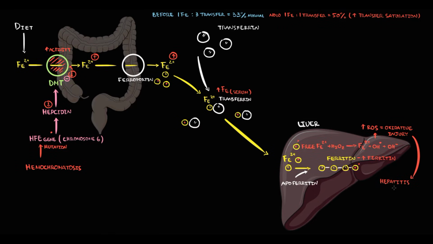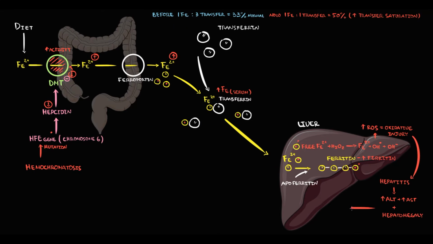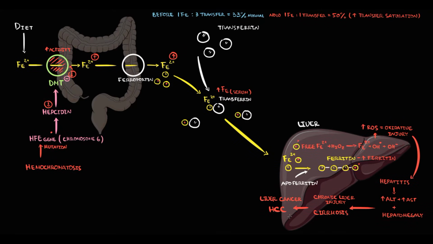With inflammation in the liver tissue, hepatocytes die and their internal content begins to leak into the blood. So, death of hepatocytes will cause an increase in ALT level and an increase in AST level. Also with inflammation, the size of the liver will increase, so hepatomegaly develops. With time, chronic liver injury leads to the formation of cirrhosis, and cirrhosis can be complicated by liver cancer. We call this state hepatocellular carcinoma.